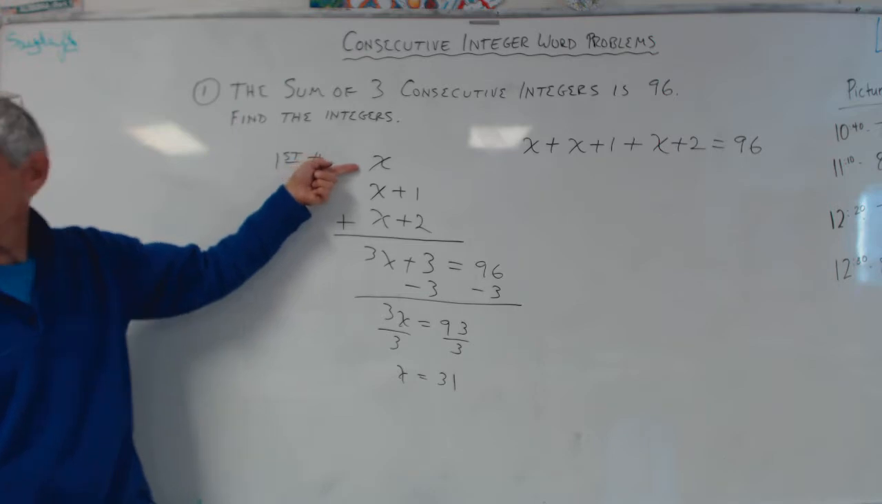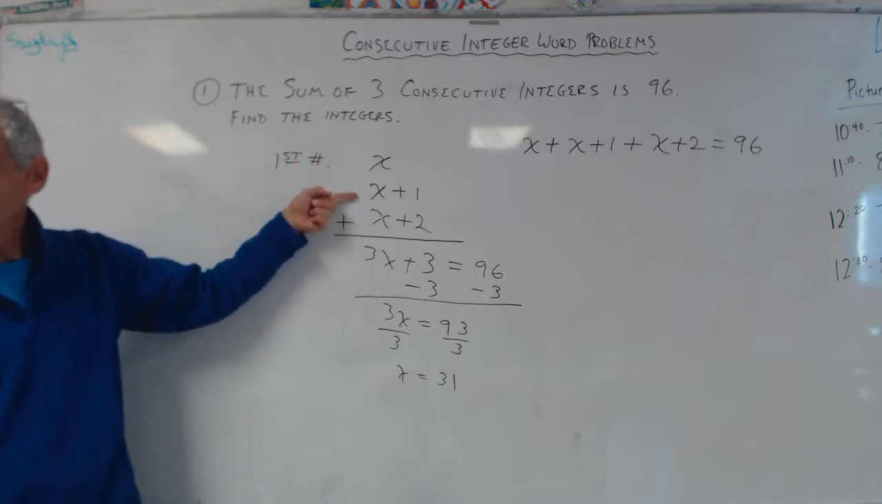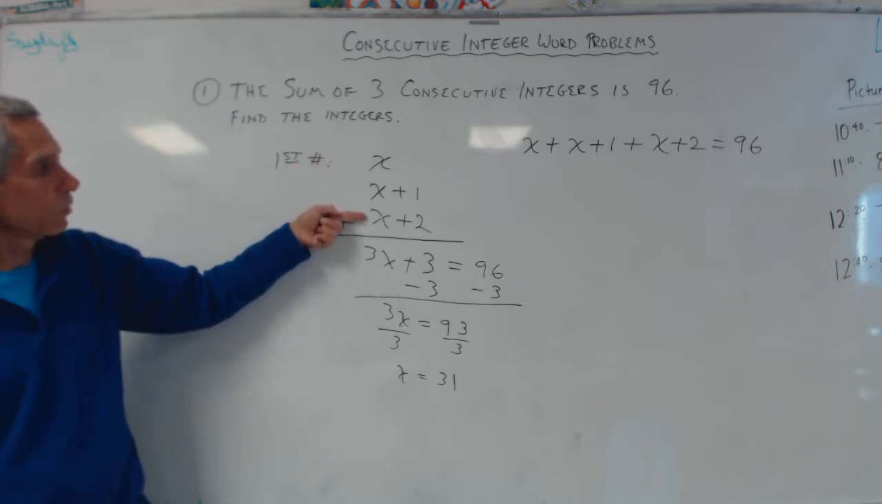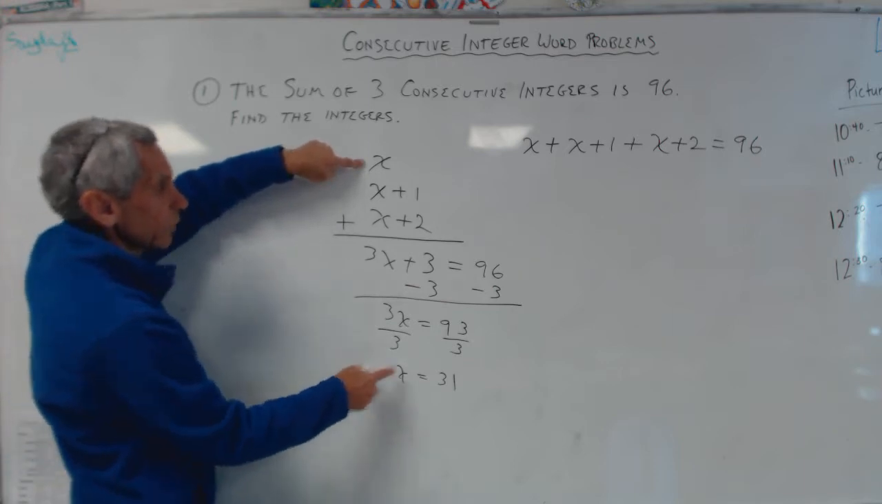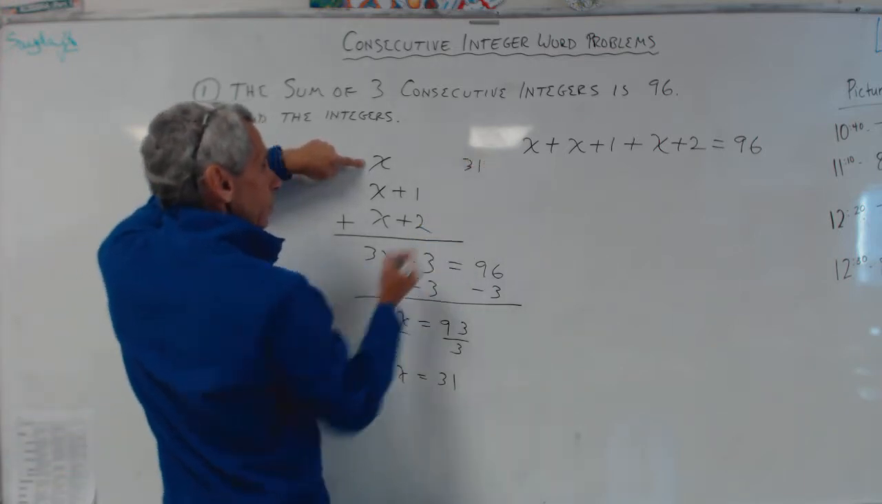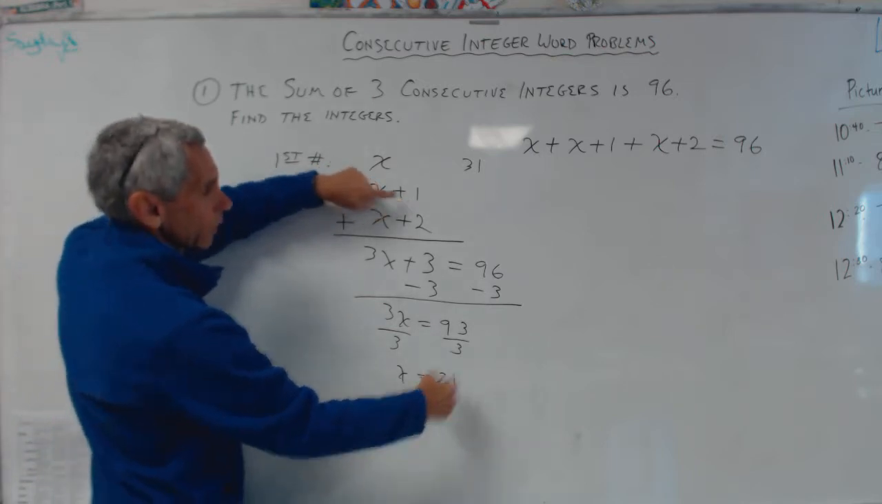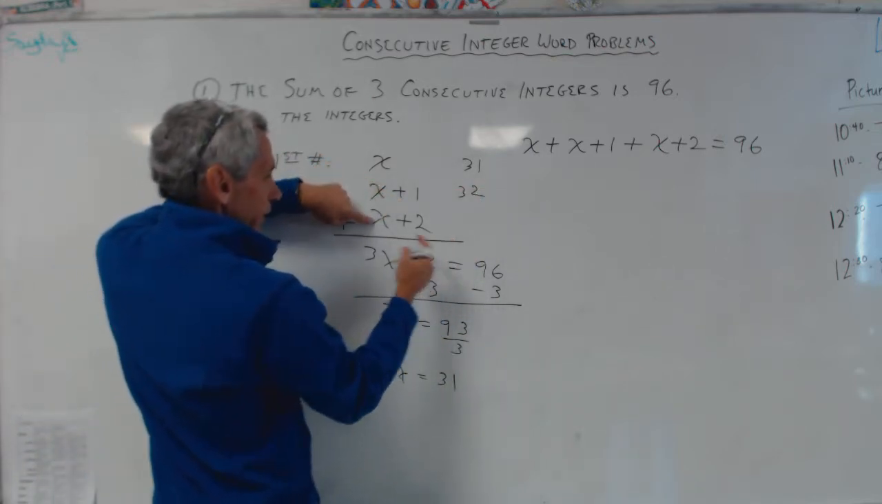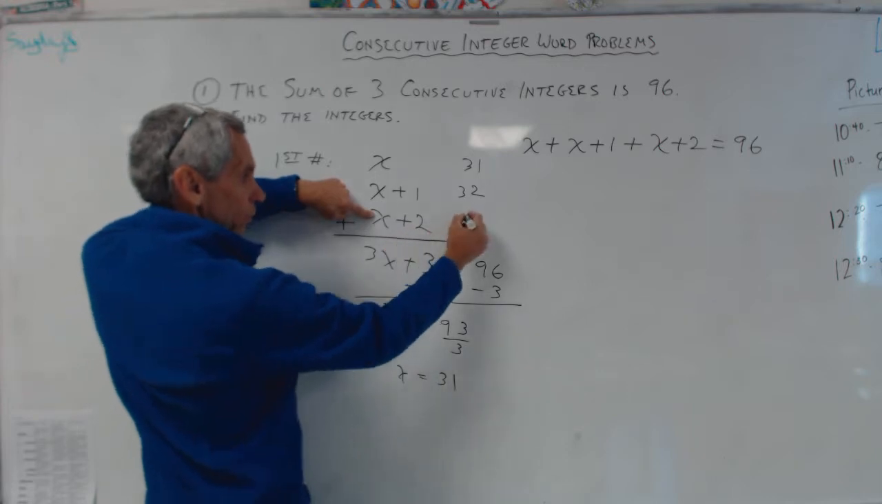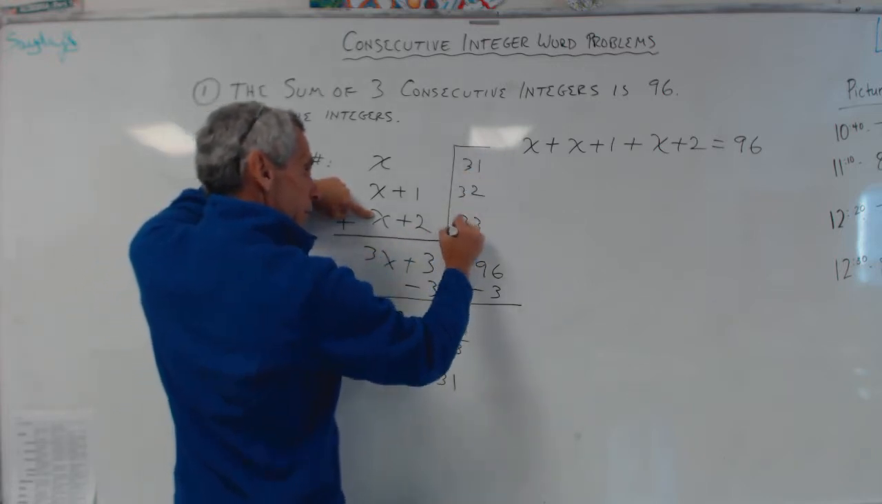I come back here. See how I wrote these out? x, x plus 1, x plus 2. Well, my first number is x, which is 31. My second number is x plus 1, which is 31 plus 1, which is 32. And x plus 2, 31 plus 2 is 33. And then you have your numbers.